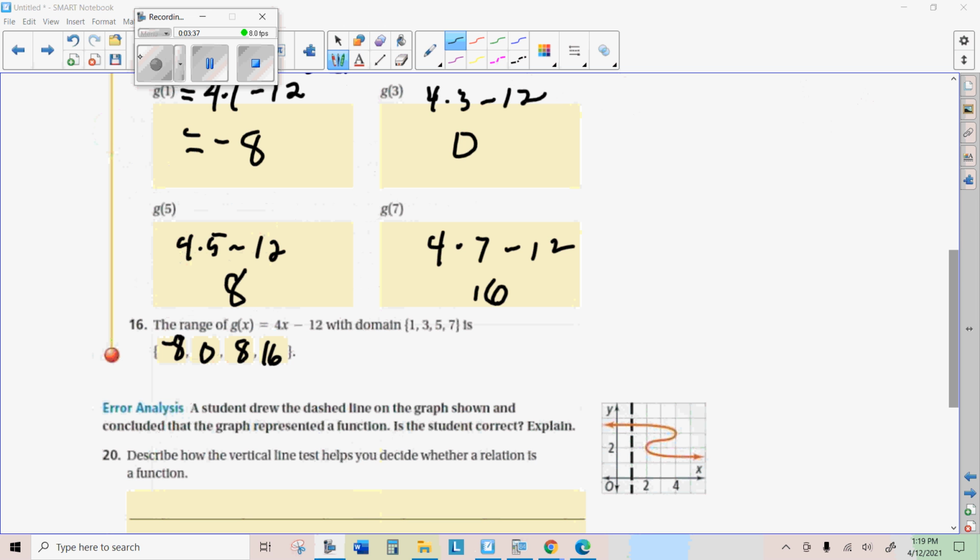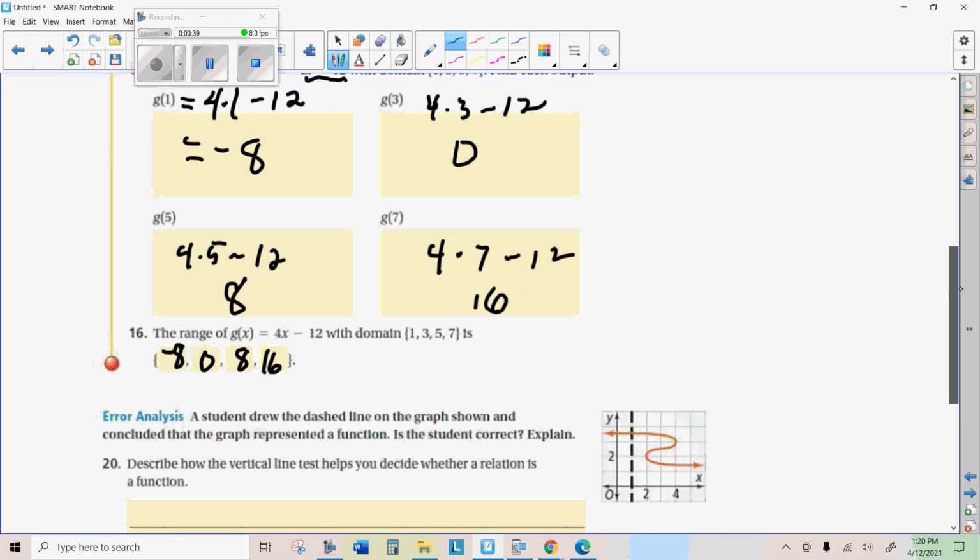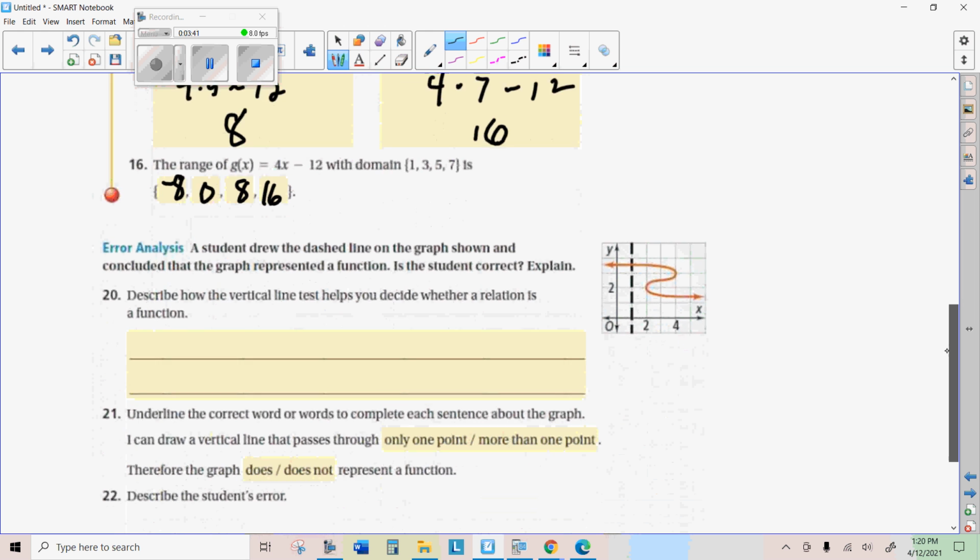All right, here are the values I got for that. Check your work with mine if you didn't get those answers.